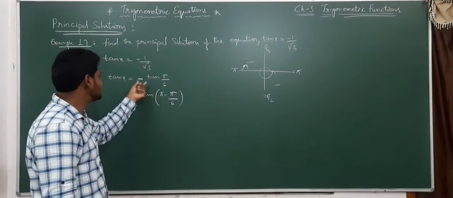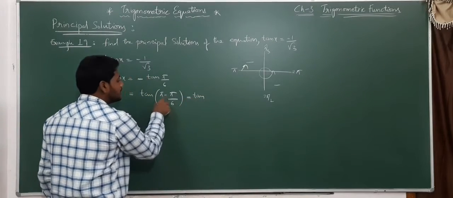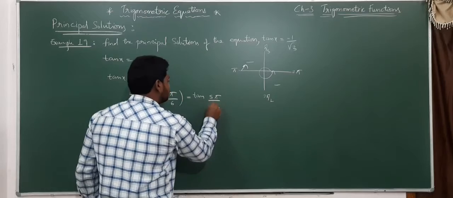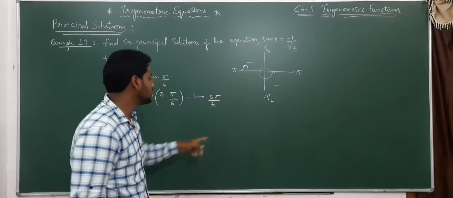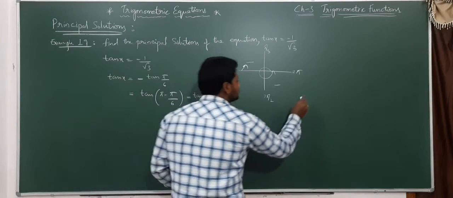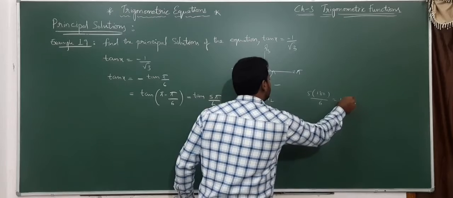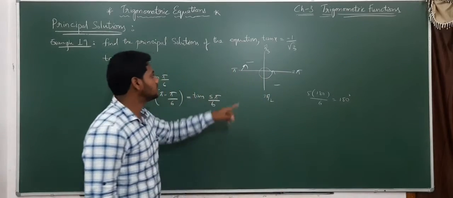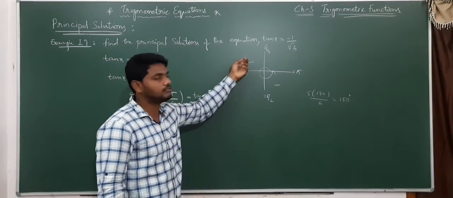So you can write this one like this. So tan of pi minus pi by 6 is equal to tan of (6 pi minus pi) by 6, which is equal to 5 pi by 6. So this is about the second quadrant. See, 5 pi by 6. What was the value of 5 pi by 6? 5 into 180 by 6, nothing but 150 degrees. 150 is in between 90 to 180 only. So this is the value here we got.